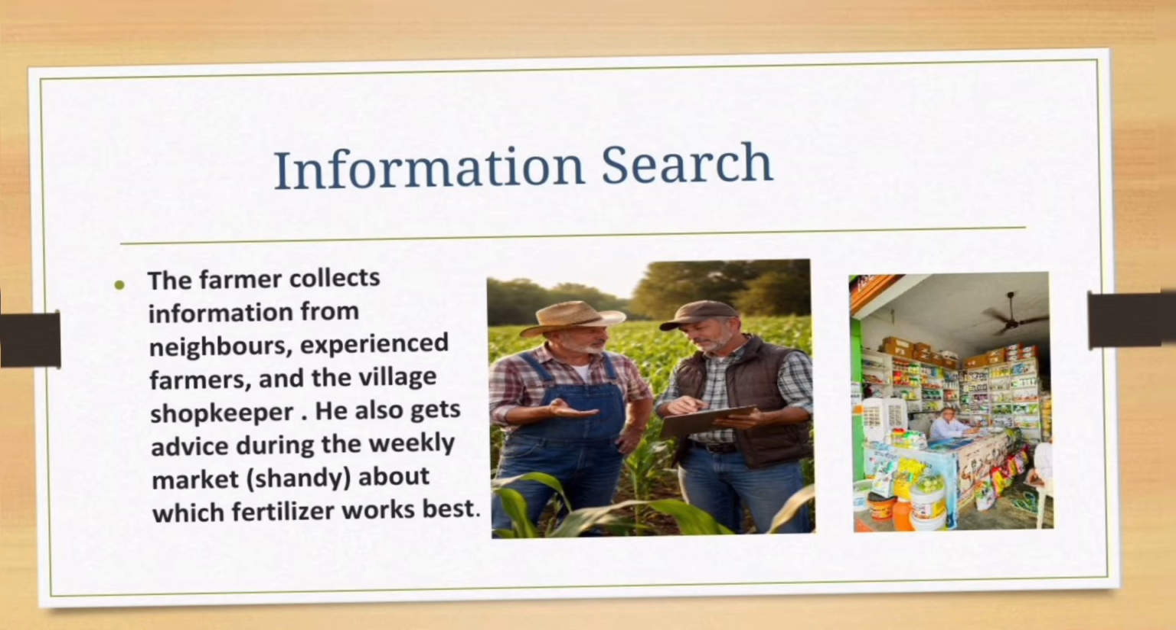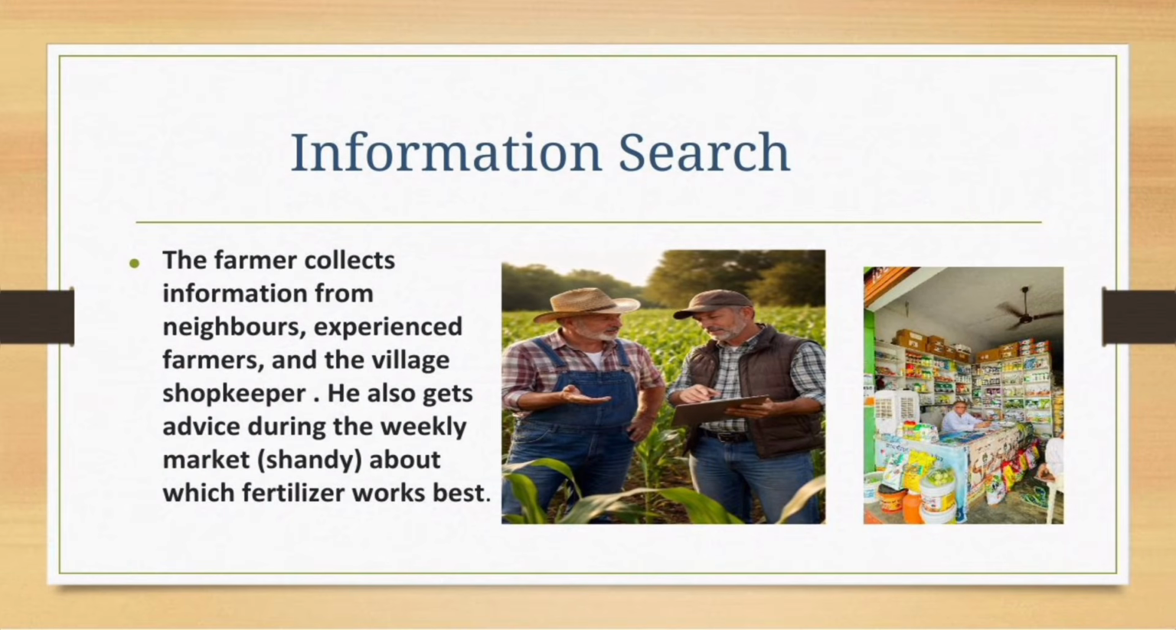After recognizing the need, the farmer searches for information about fertilizer. He asks the local shopkeeper, visits the weekly market and seeks suggestions from his neighbors and fellow farmers to know which fertilizer is suitable for his crop. This stage is known as the information search stage in the rural consumer decision making process.